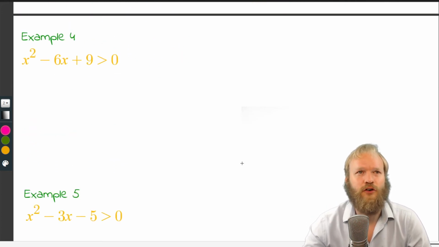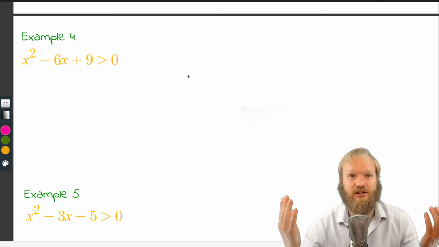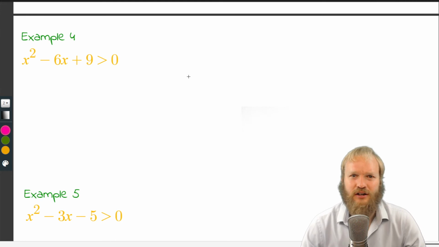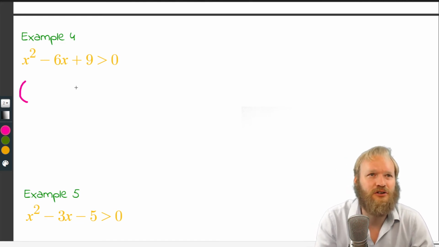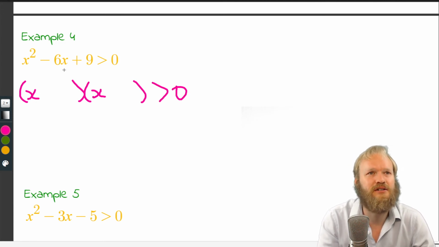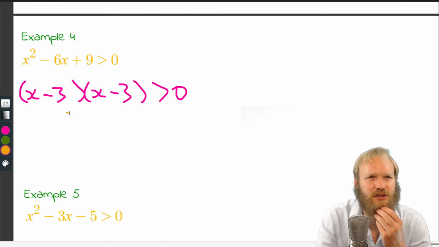Okay, example 4. x squared minus 6x plus 9 greater than 0. So we already have 0 on one side. Go ahead, factorize it, draw your parabola, and write down what you observe in this one. This one is interesting because we get bracket, bracket, greater than 0: x minus 3, x minus 3. So it's almost like there's one root, like x equals 3 is the only solution.